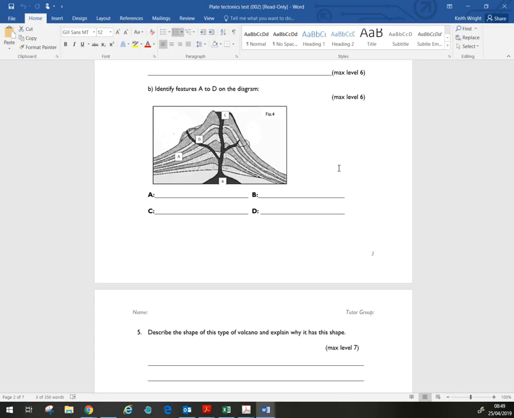cools, it creates this steep-sided volcano, rather than the other type, the shield, which has a more runny type of lava, a lower viscosity, and that can run quicker and spread over a wider area, creating the volcano, which is more like a shield.